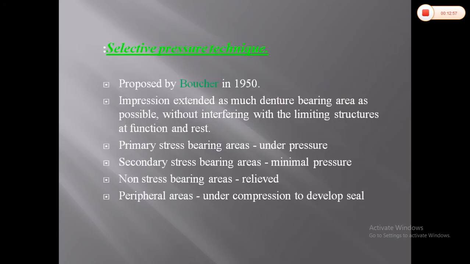Next is the selective pressure technique. Nature has given us that certain tissues can bear stress and certain tissues cannot bear stress. This technique was given by Boucher, saying that pressure is given in certain areas which can bear the stress, and pressure is relieved in the areas which cannot bear the stress. In that way, this technique was popularized, and we can divide it into primary stress bearing areas under pressure, secondary stress bearing areas under minimal pressure, and non-stress bearing areas which will be relieved in this technique.